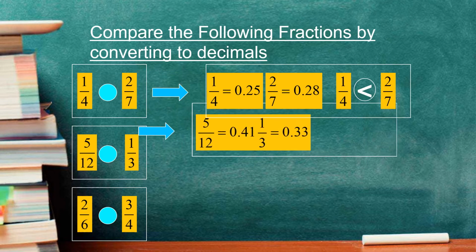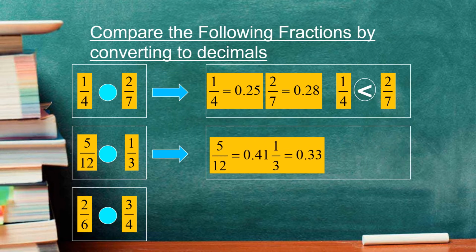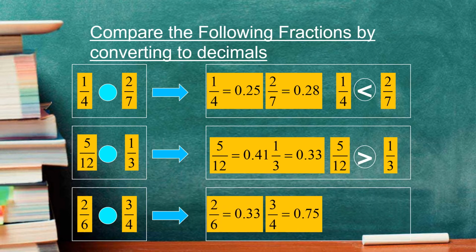Now, number 2 or the second one, 5 over 12 is 41 hundredths. And then 1 over 3 is 33 hundredths. So the answer will be 5 over 12 is greater than 1/3. Bakit? Mas malaki nga naman yung 41 hundredths sa 33 hundredths, tama? Diba? Then the third one, 2 over 6 is equal to 33 hundredths. 3 over 4 is equal to 75 hundredths.